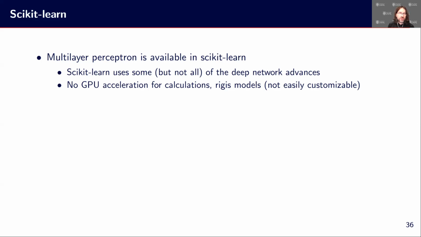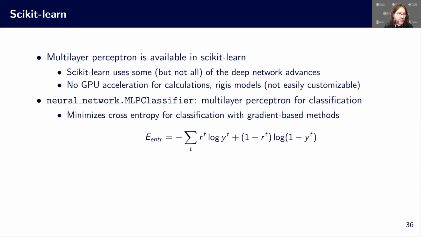So scikit-learn includes several of these advances that are usable with multilayer perceptron, but these are relatively rigid models. These are not easy to customize. We need to stick to the basic model. There is no GPU acceleration, so it is much slower to train on CPU than GPU with neural networks. And we are not able to make use of GPUs with the current implementation of multilayer perceptron in scikit-learn.